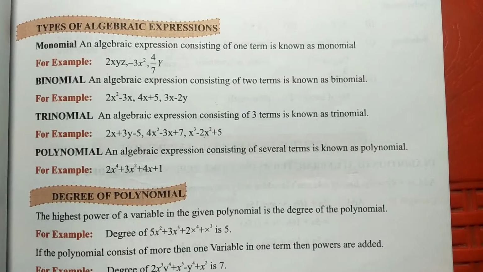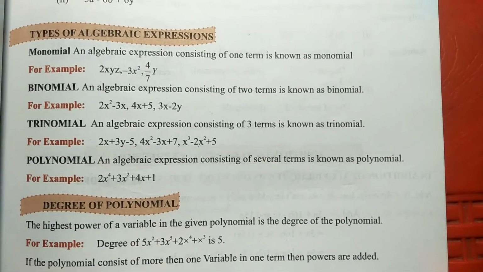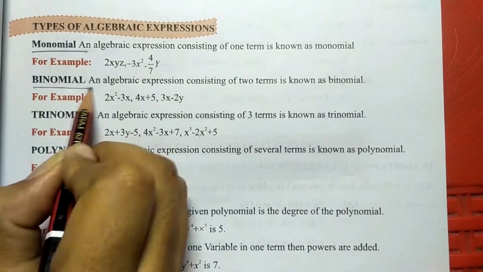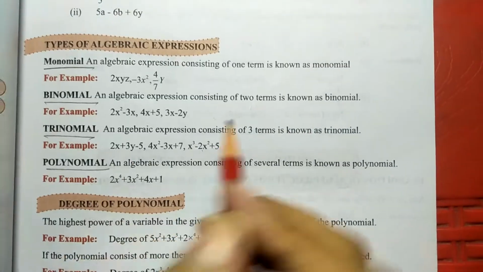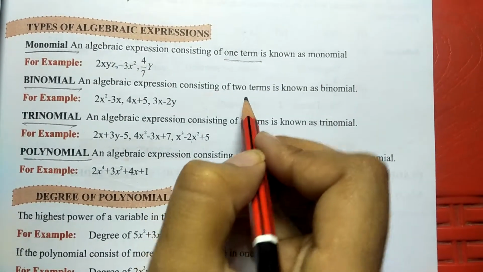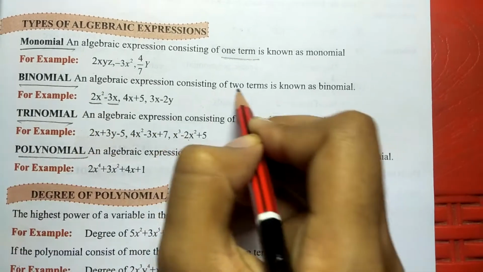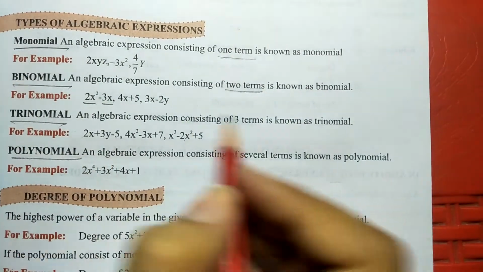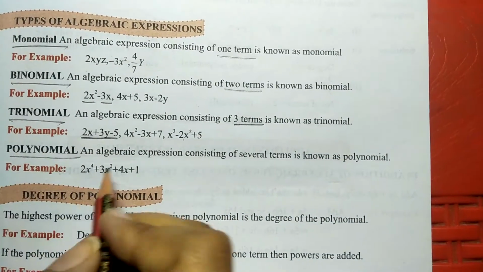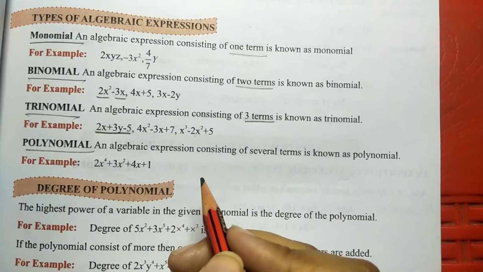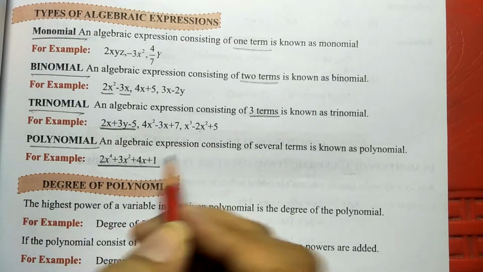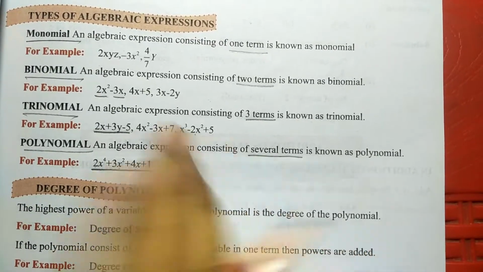For starting that exercise, we first have to understand some terms. In this you can see that types of algebraic expressions are given: monomial, binomial, trinomial and polynomial. If it consists of only one term, it is called a monomial. If it consists of two terms, that is called a binomial, and if it consists of three terms in an expression, that is called a trinomial. If it consists of more than three or several terms, like this one equation with 1, 2, 3, 4 terms, that will be a polynomial.